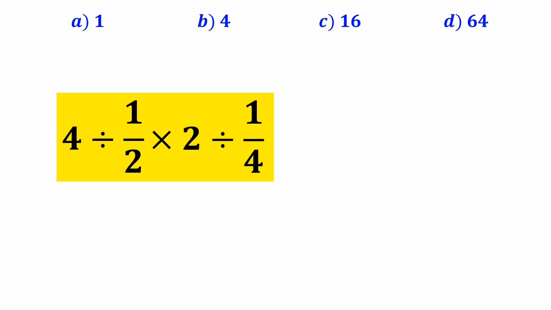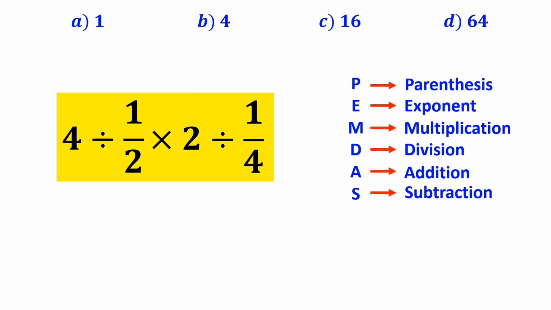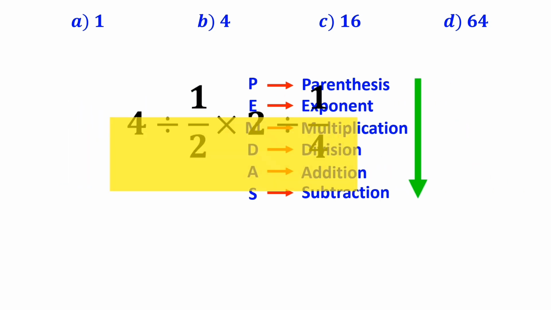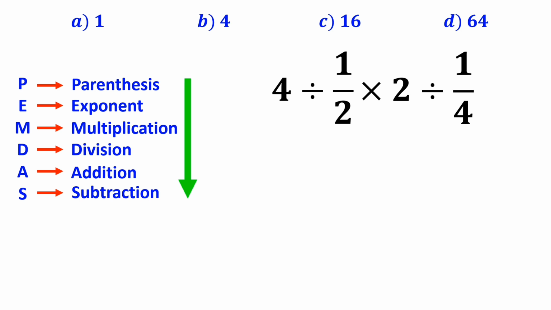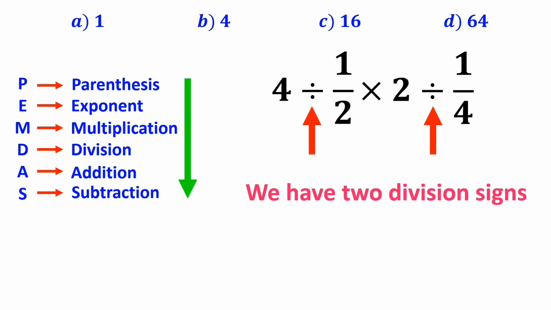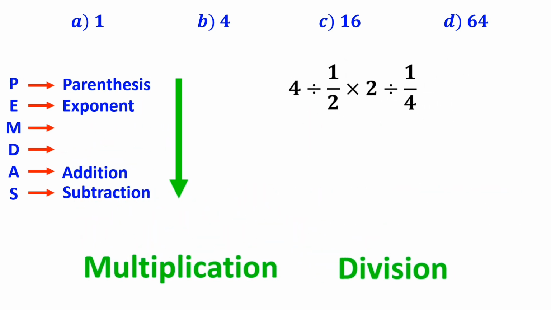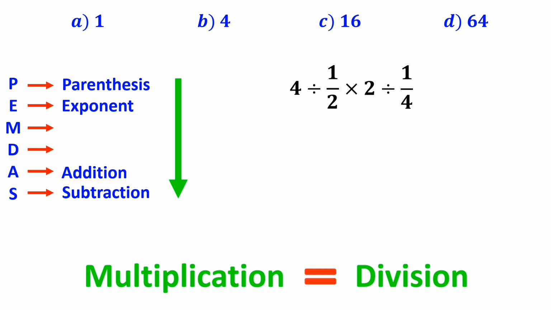To solve this question, we need to apply the PEMDAS rule. It means that we must stick to the correct order of operations and go through it from top to bottom step by step. Alright, as you can see in the image, we have 2 division signs and 1 multiplication sign. It's very important to remember that multiplication and division are on the same level of precedence.